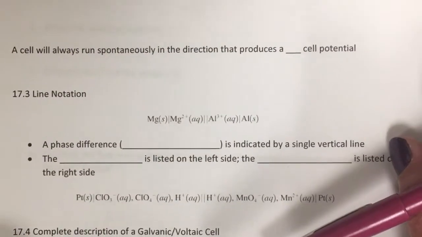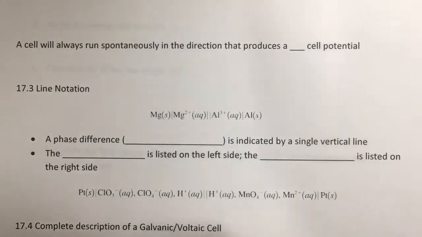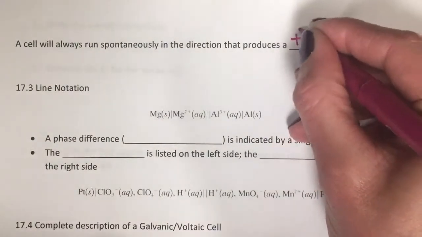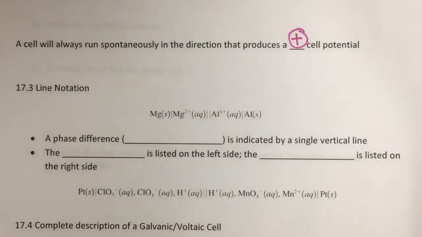My cell will always run spontaneously if I get a positive value. If you do not get a positive value, you have things set up backwards, okay? Make sure you look this over and you can calculate your standard cell potential for your voltaic cell.